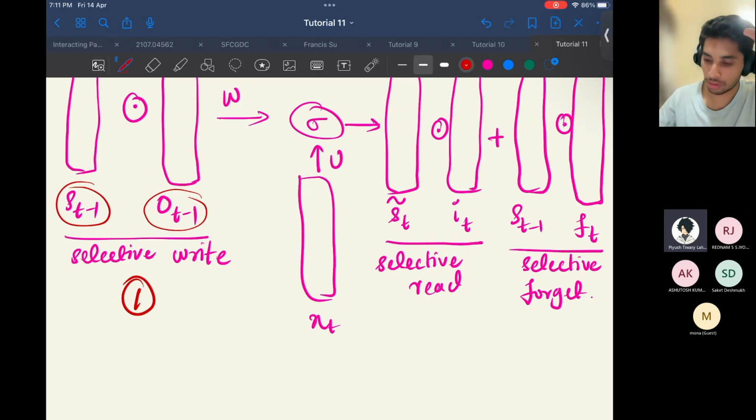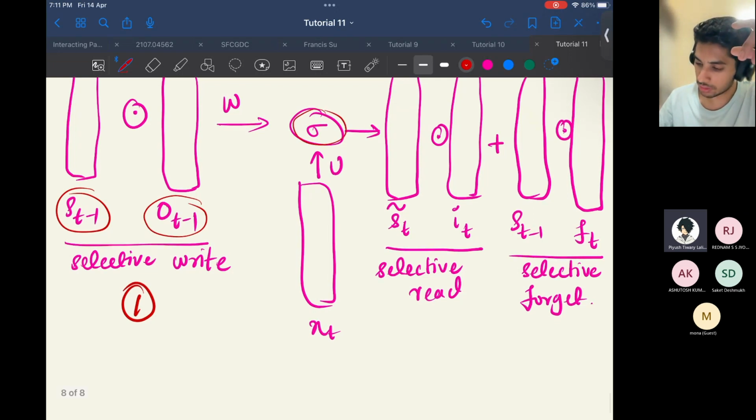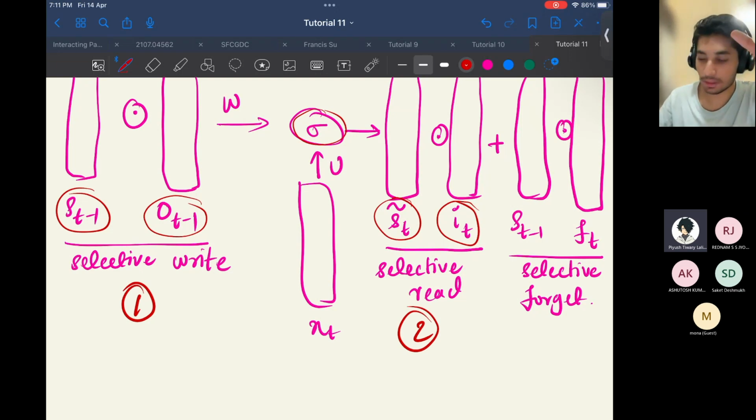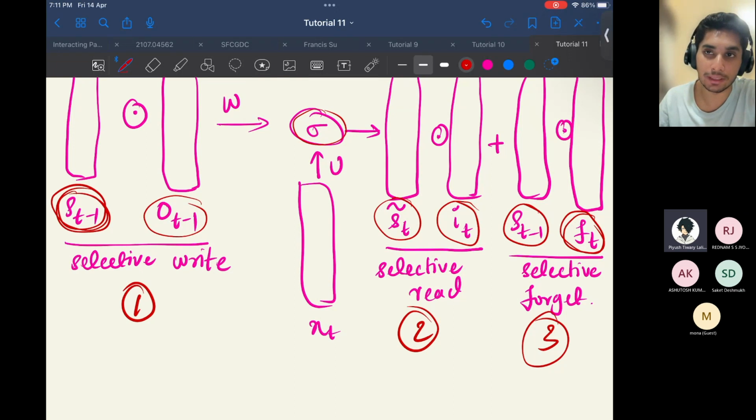Then you calculate the sigmoid function from your current input, and whatever you get, st tilde, you multiply it with it, and this operation is selective read. This is the second operation. And the third operation is you take this st minus 1 again and multiply it with another gate, which is ft, and we are saying this is the selective forget. So this is the third operation.